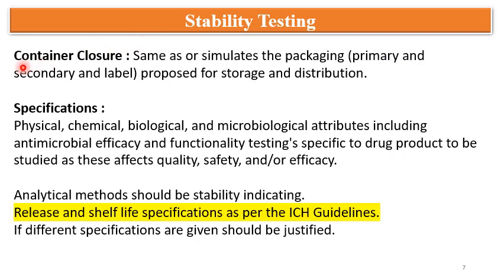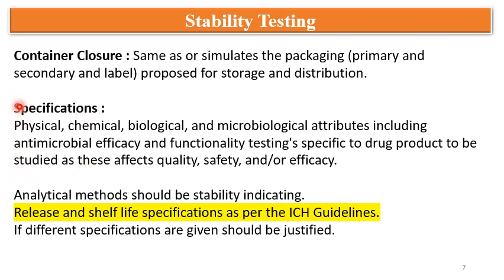Then coming to the container closure, as we have seen, the container closure should be the same or simulate the packaging, primary and secondary packaging along with the label. These are the minimum requirements which are proposed for storage and distribution. So the container closure should be the same or simulate the packaging including primary and secondary and label, which is proposed for storage and distribution. Specifications.